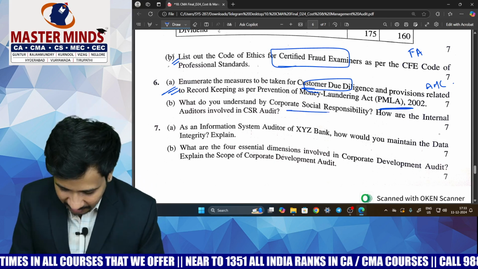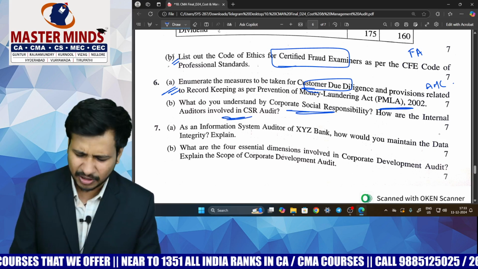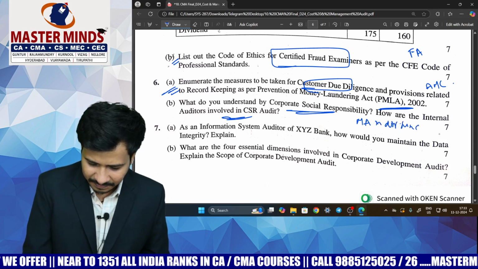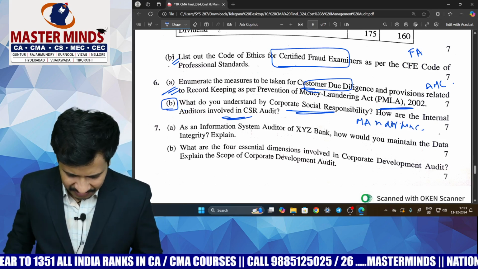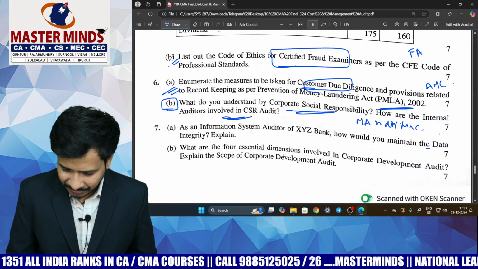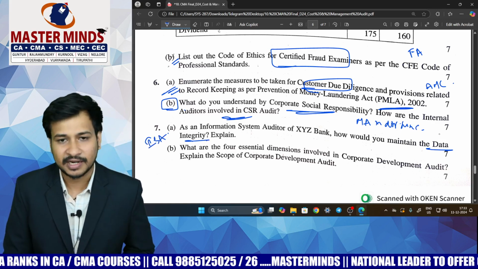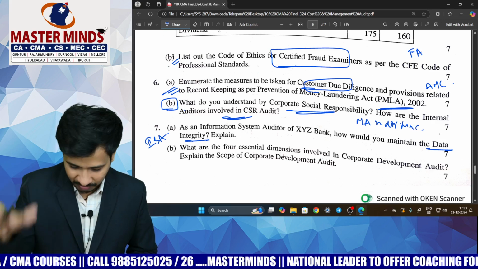What do you understand by corporate social responsibility? And how are the internal auditors involved in CSR audit? Yeah, this is relating to management audit in different functions. Very simple. Of course, some of the students might be taking this as a choice. Anyway, next, as an information system auditor, how will you maintain data integrity, which is nothing but information systems audit relating to management audit as per your institute classification.